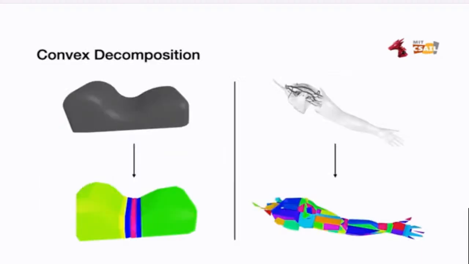Now for collision geometry, we wanted to simulate a variety of shapes, which included non-convex shapes. In order to simulate these shapes in Drake, the method we chose was to perform convex decomposition, which essentially takes a non-convex shape and turns it into a series of convex shapes that approximate that surface.